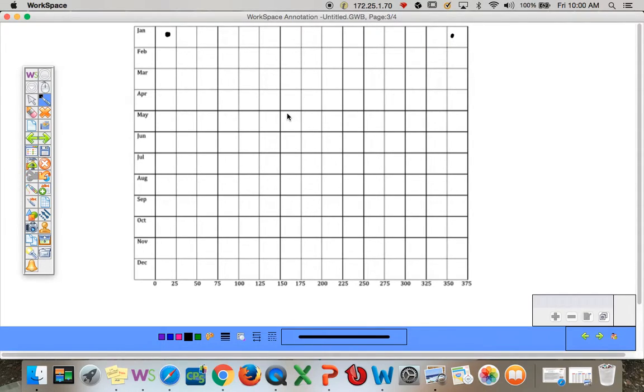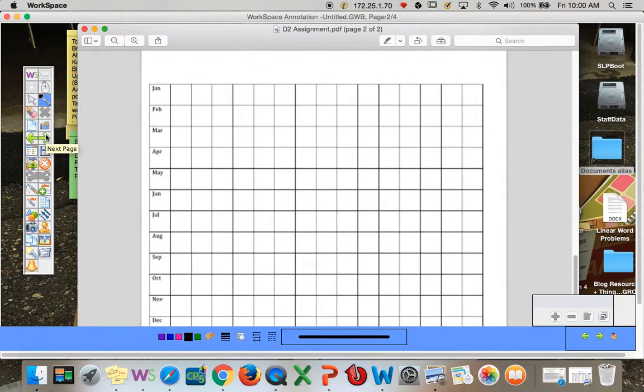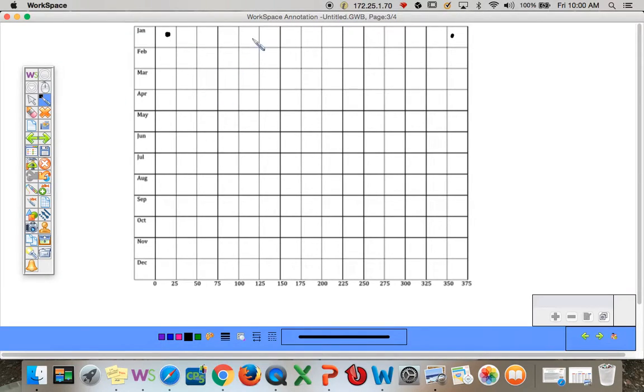And then we're going to draw lines for Q1, the median, and Q3. So Q1 was 118. If I look back, I'm referring back to this page here. January is 118, 211. So 118 might be right here, and then 211 is right here. Actually, it's over one more. And then the next one was 305, something like right here.